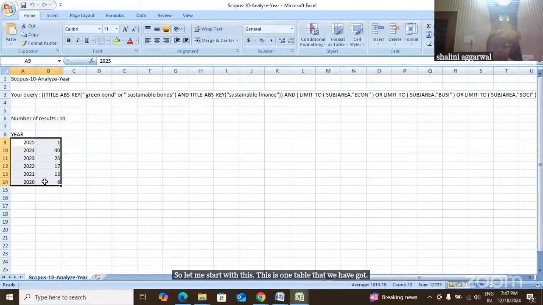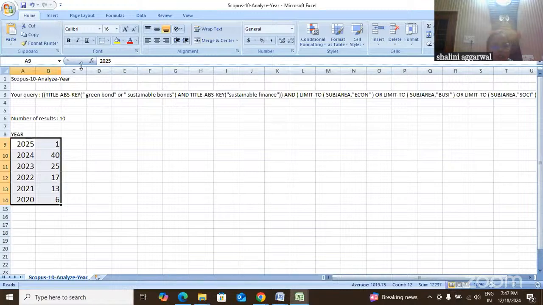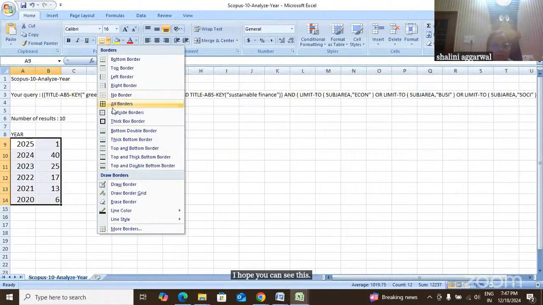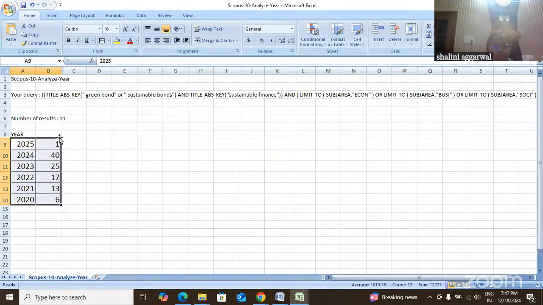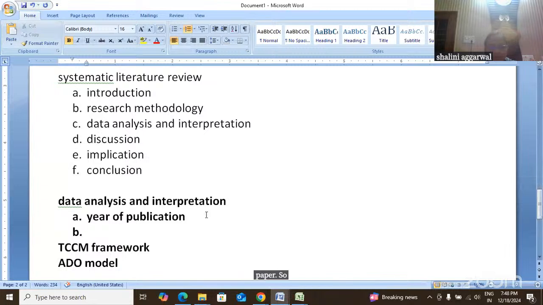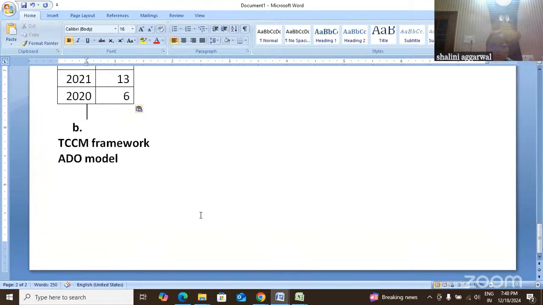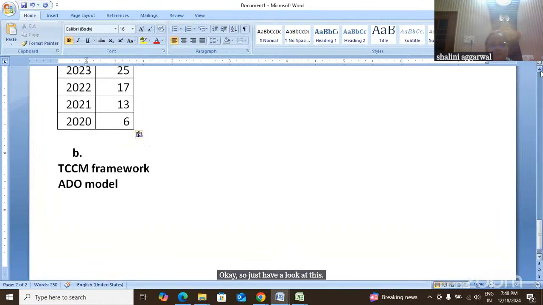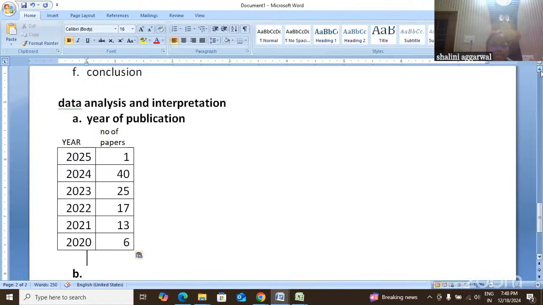You remember the table? Let me increase the font size of this. I hope you can see this. Okay, so you can see from here, this is year and number of papers. This is one table that you can make in your paper. So what are we doing basically? Let me put it here. Just have a look at this.